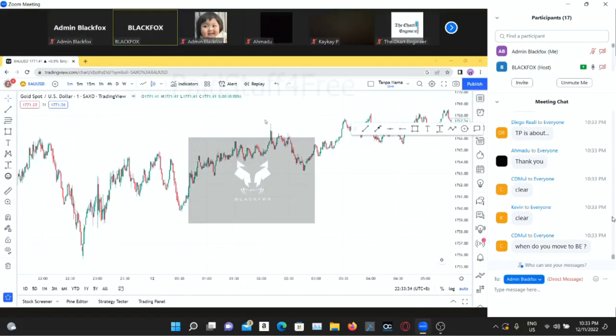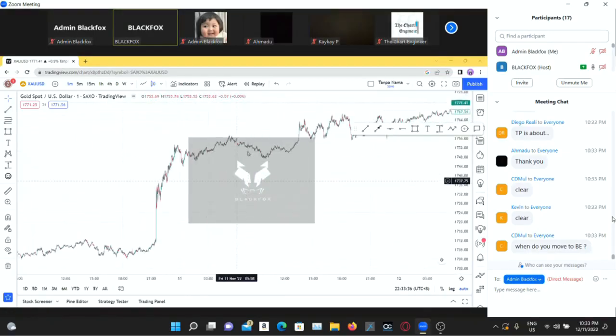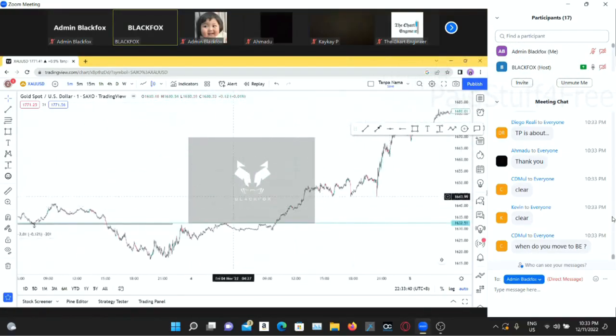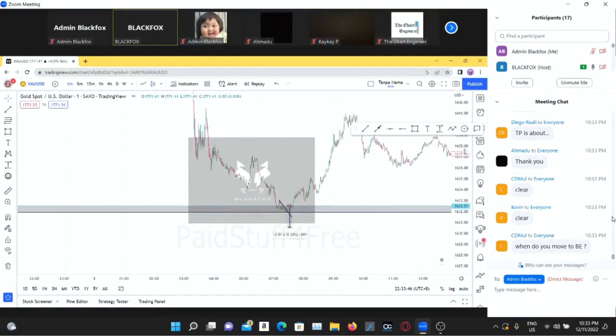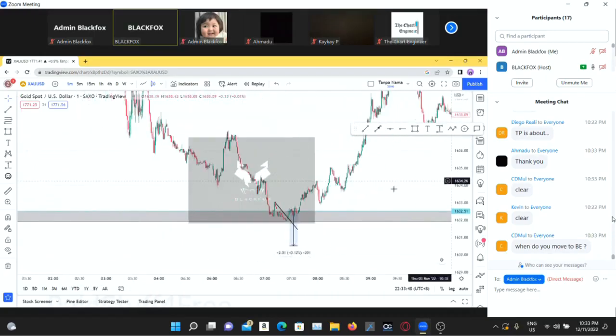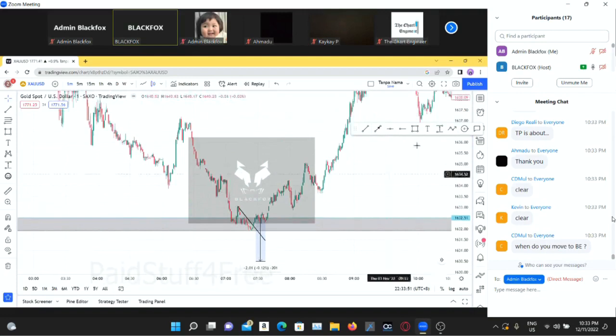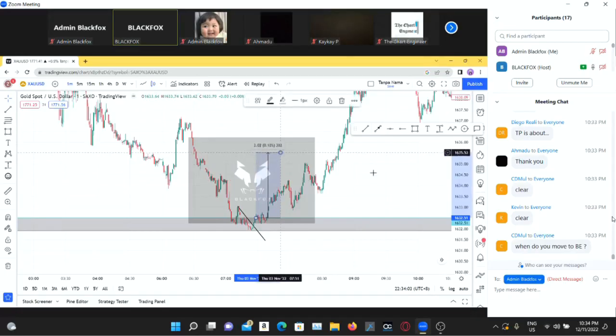When do you move to BE? When the price goes around 50 pips, or 40 or 30 also can, to secure your profit, just set BE. If the price goes around 30 pips, I do not set BE yet. If the price goes around 50, then I will set BE. This one is still 17, right? So if the price goes 30, you can just set BE around 10 pips or 15. Okay, 10 pips right here.